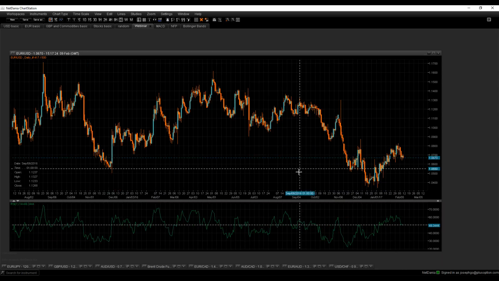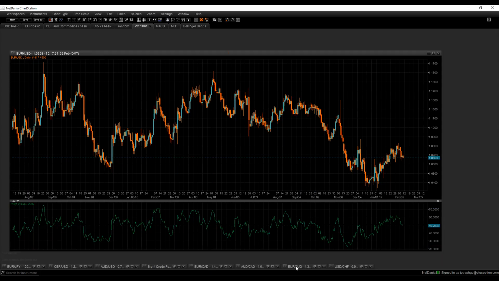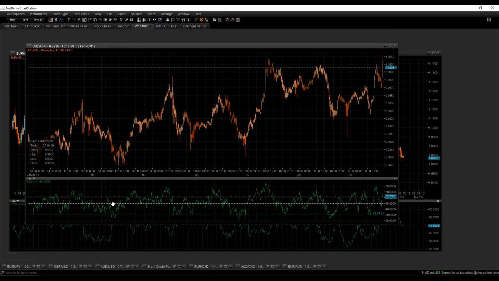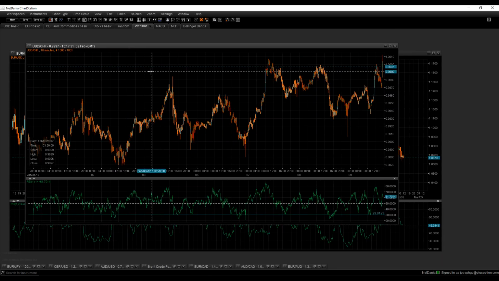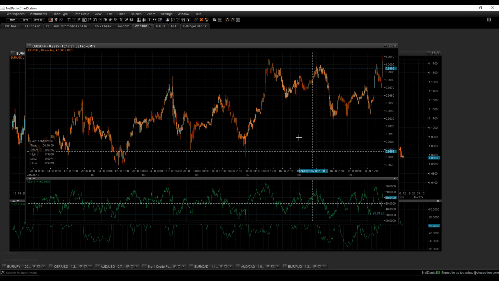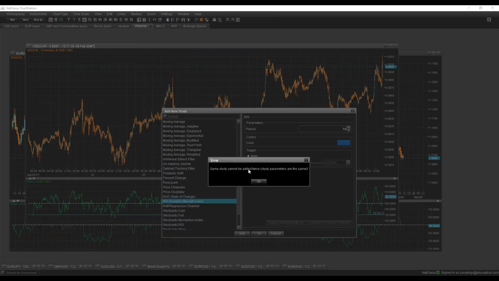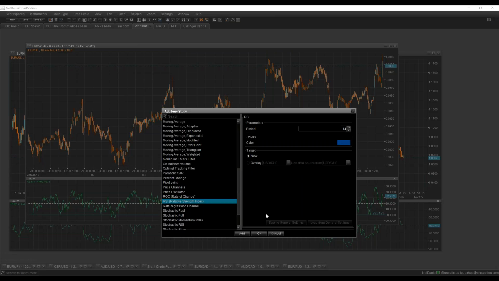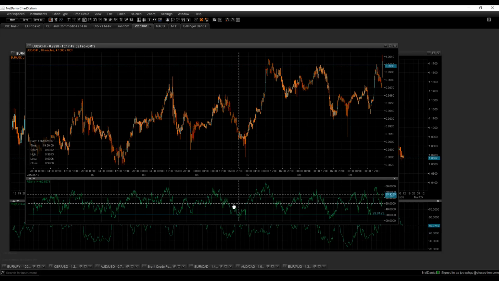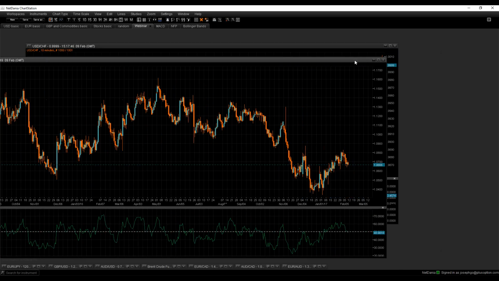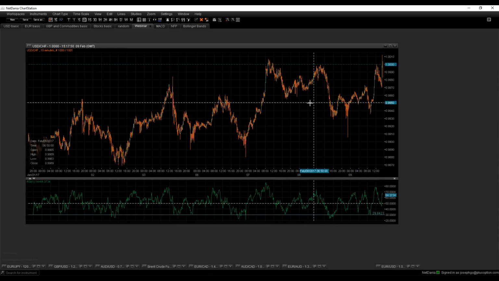Let's look at a different asset. USD CHF. So we also already have our RSI here. If you want to add an RSI to a chart, you'd click here on Studies, then double-click RSI. And we can't add the same study twice. You just click OK, and you have your RSI right down here. Let me just get this out of the way to help us focus.